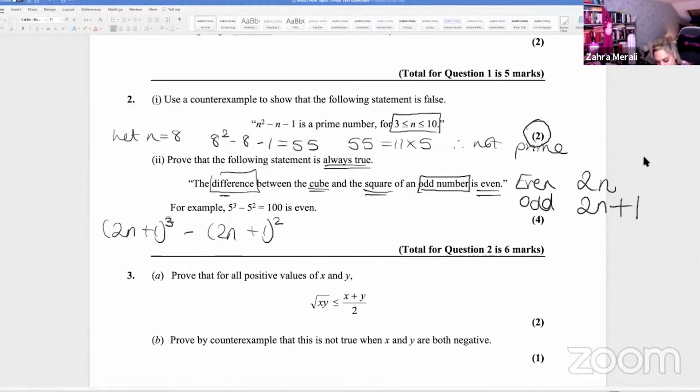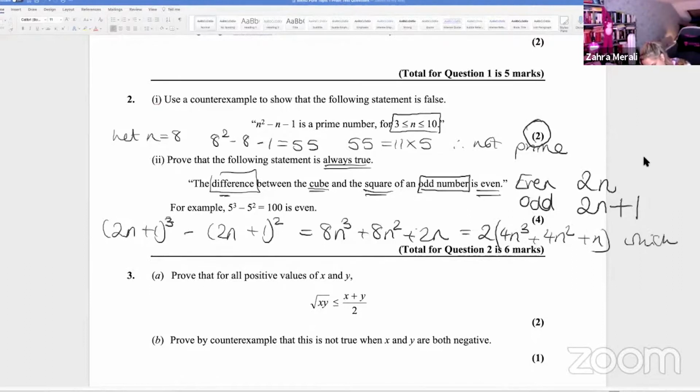Now, when you open it all out and clean it all up, you end up with 8n cubed plus 8n squared plus 2n. Now here you can take a factor of 2 outside the bracket. The minute you can do that, you know it's an even number, plus 4n squared plus n, which is even. Now I think that's the way that will always work. Think about your even numbers, your odd numbers, and you can work through it like that.